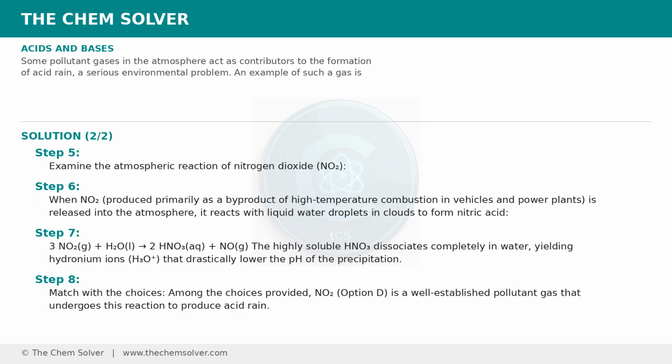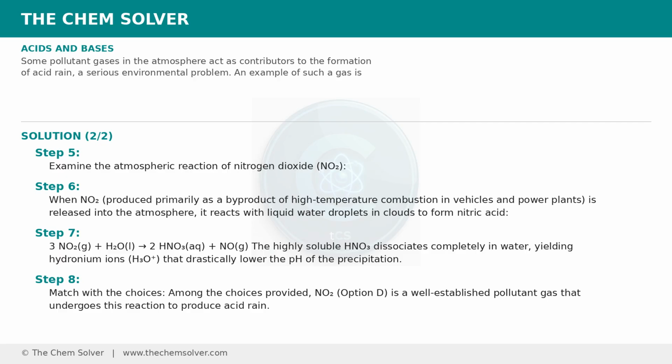Examine the atmospheric reaction of nitrogen dioxide, NO2. When NO2, produced primarily as a byproduct of high-temperature combustion in vehicles and power plants, is released into the atmosphere, it reacts with liquid water droplets in clouds to form nitric acid. 3 NO2 plus H2O gives 2HNO3 plus NO.